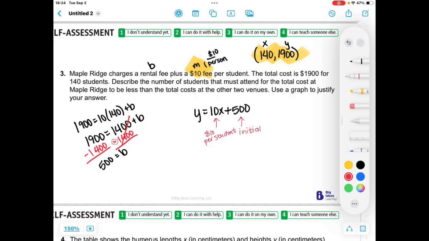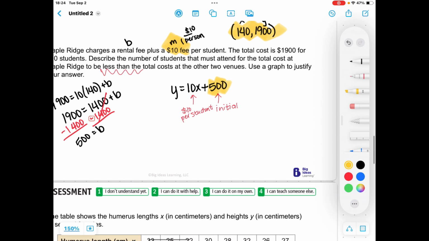So describe the number of students that must attend for the total cost at Maple Ridge to be less than the total cost at the other two venues. Right off the bat, we are underneath this Sunview. Sunview Resort started off at $600. We're already under it by $100. So that's great. Now from there, we need this equation.